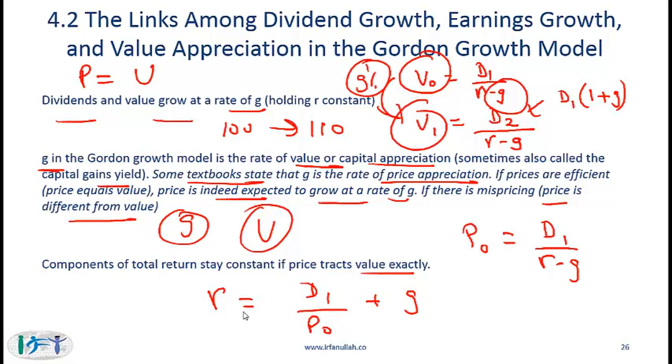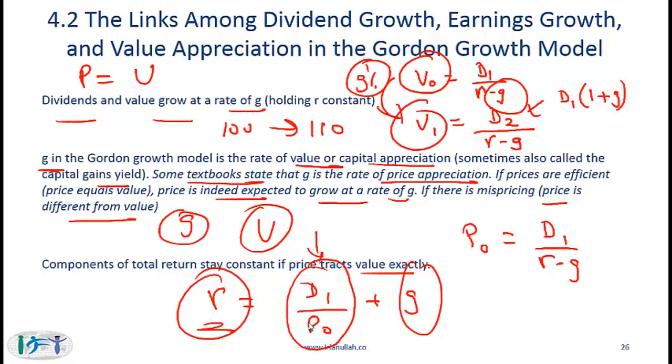So this is saying that these are your two components of return. This is the dividend yield, D1 over P naught, and G is the rate at which value is increasing. And over time, as the value increases, your dividend is also increasing at a rate G. So the dividend yield will stay the same. And we are assuming that the growth rate is constant. So that means that the capital gain component will also stay the same at G.